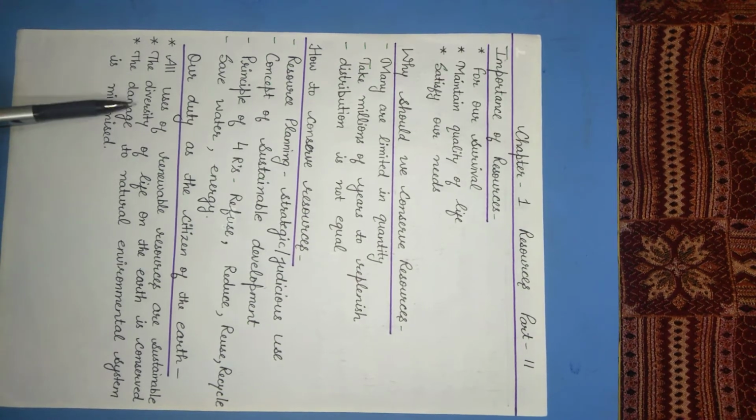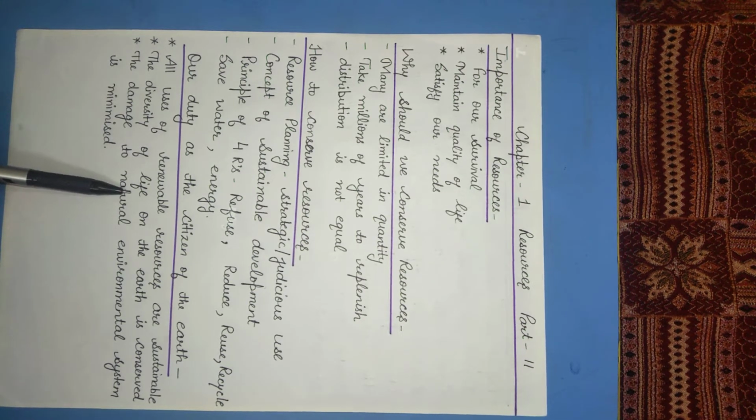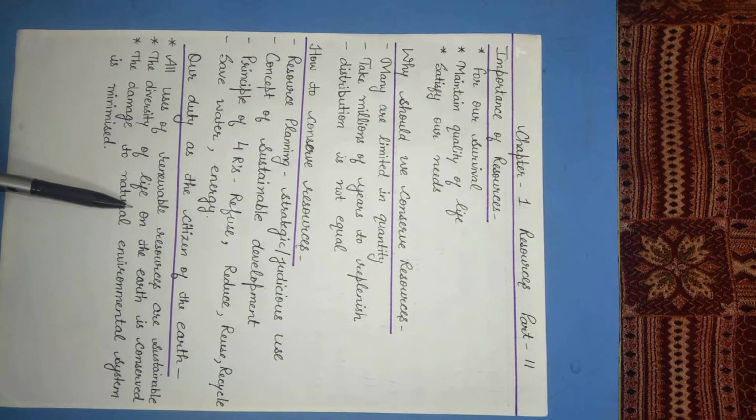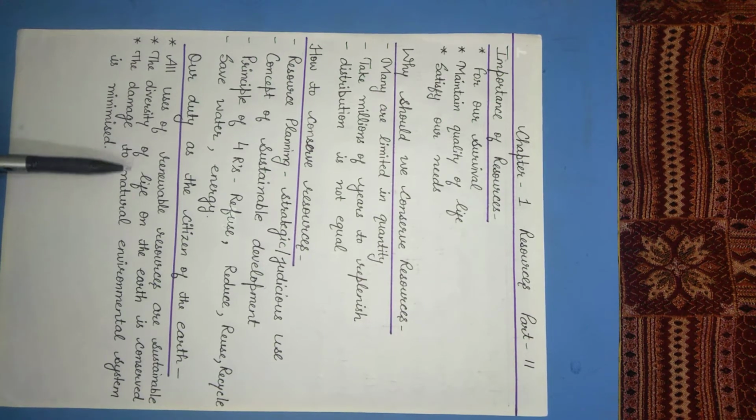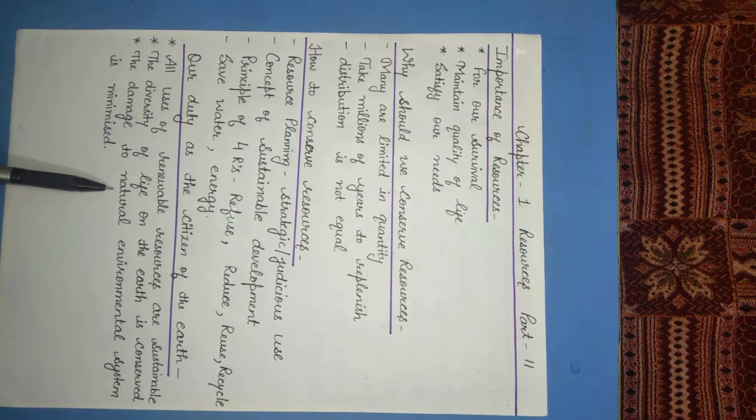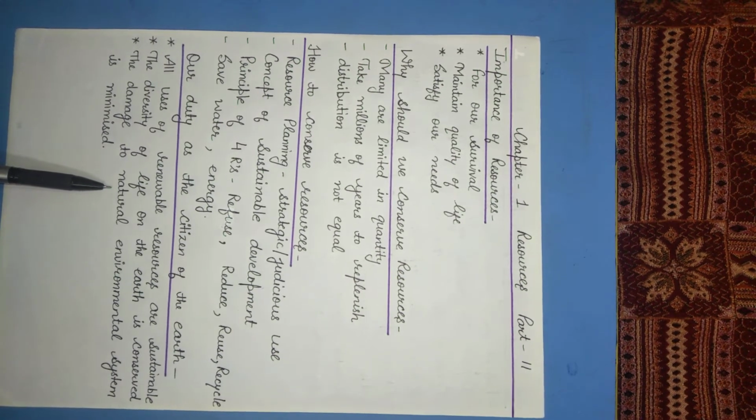We have to respect the diversity of life, which we are losing just because of deforestation, because deforestation is the only reason that we are losing many important species of animals and birds on this earth. We have to minimize the damage to the natural environment, which will in turn give us a safe environment to live in and improve the quality of life.